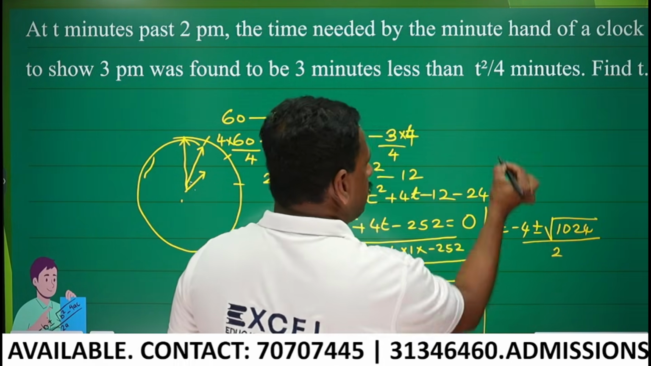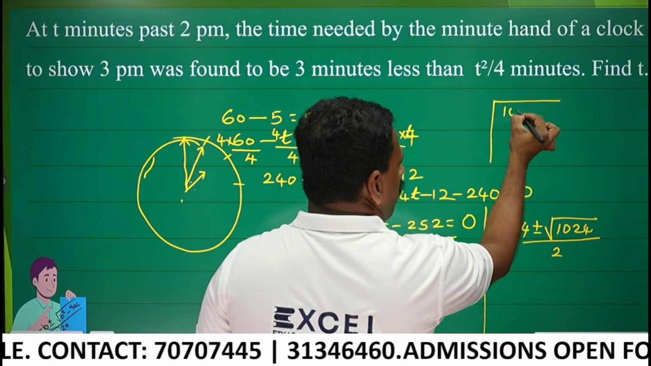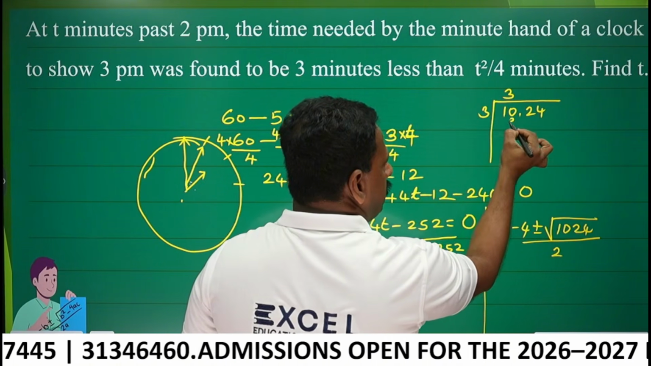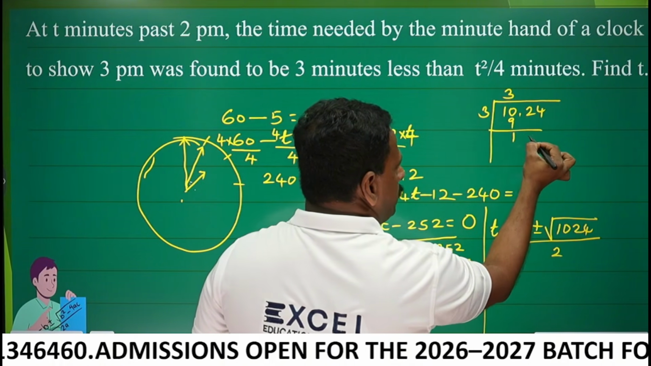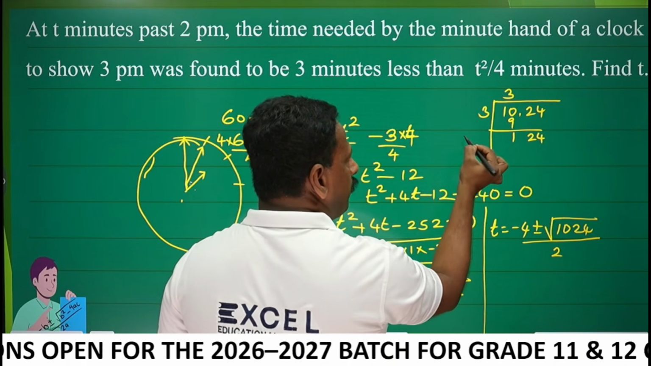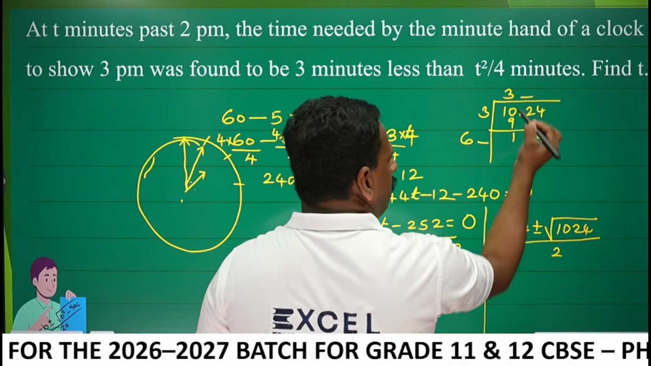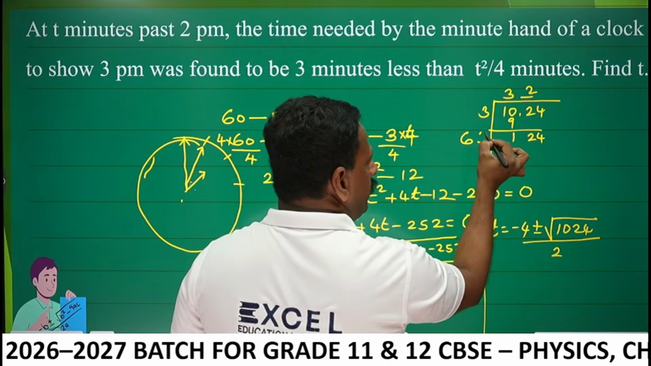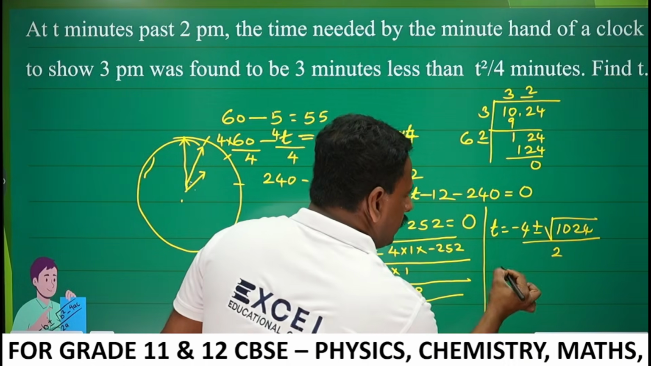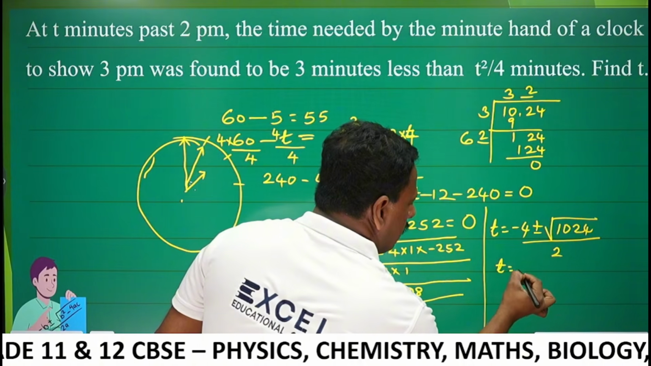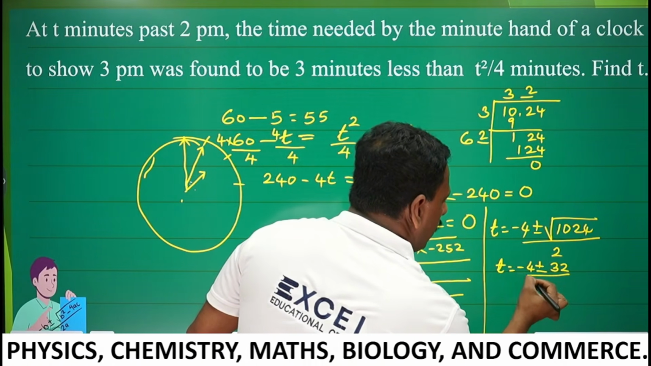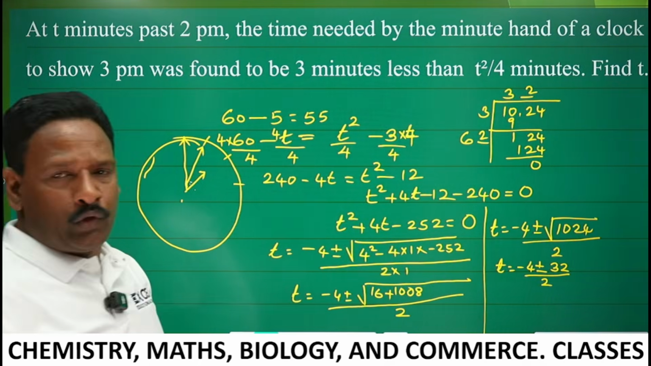And what is root of 1024? 3 3s are 9, 1. Next period is 24. Whenever we bring down the next period, its double must be written here. Double of 3 is 6. It is 2, right? 2 into 62 is 124. So the root is 32. So you will get t equal to negative 4 plus or minus 32 by 2. So there will be two values for t.